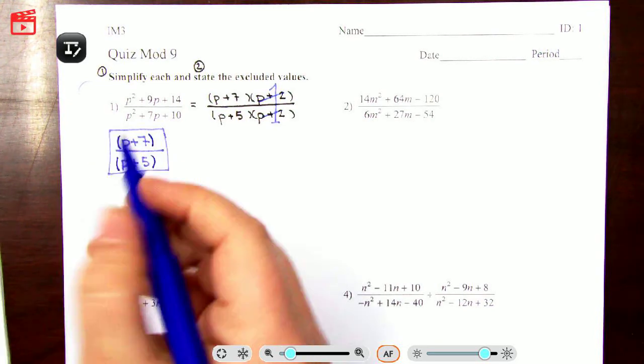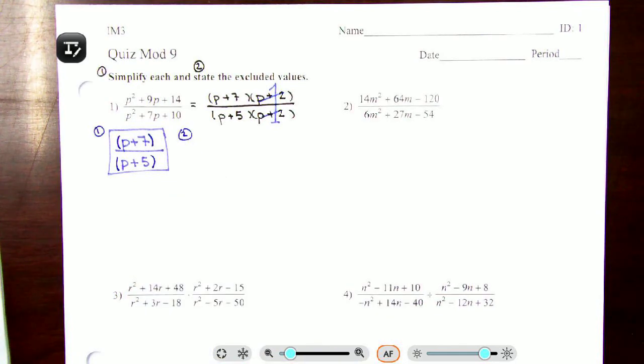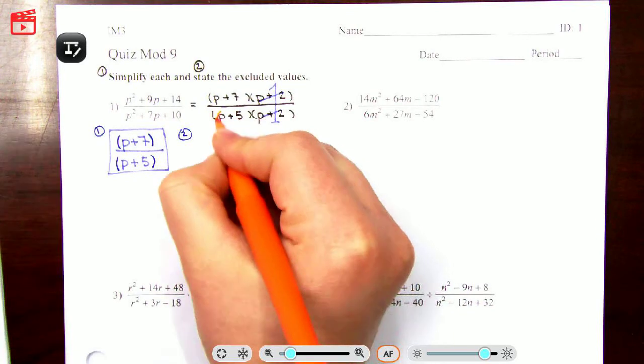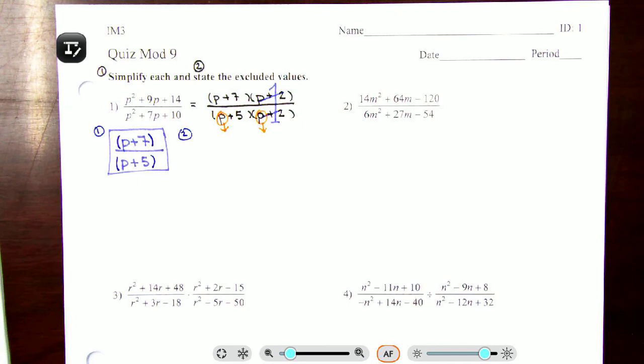Now, this is part 1. The second part is excluded values. Excluded values are values that your variable cannot be because it would make the denominator 0. The easiest way that I can think of to do this is anytime you see a variable in the denominator after you have factored, but before you have canceled anything out, either circle them or draw an arrow. I usually draw an arrow. This way, you will identify all of the excluded values.